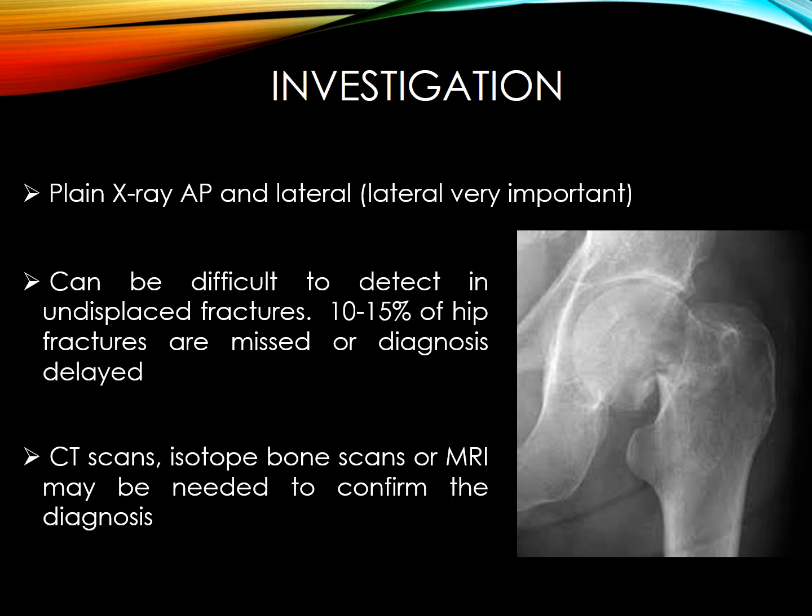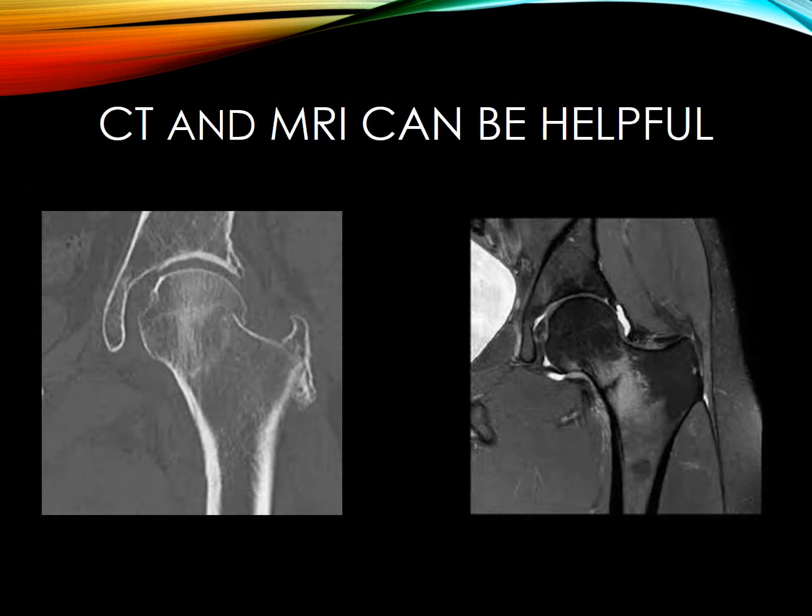Probably the best thing to do is a CT scan, because they're quite easily available, much more available than an MRI scan. A CT scan is likely to pick up a fracture, but even if this is normal and you're still querying a hip fracture, then in the old days we used to do isotope bone scans, but I would now go for an MRI scan. And on this further slide you can see a CT and an MRI with fractures of the hip.